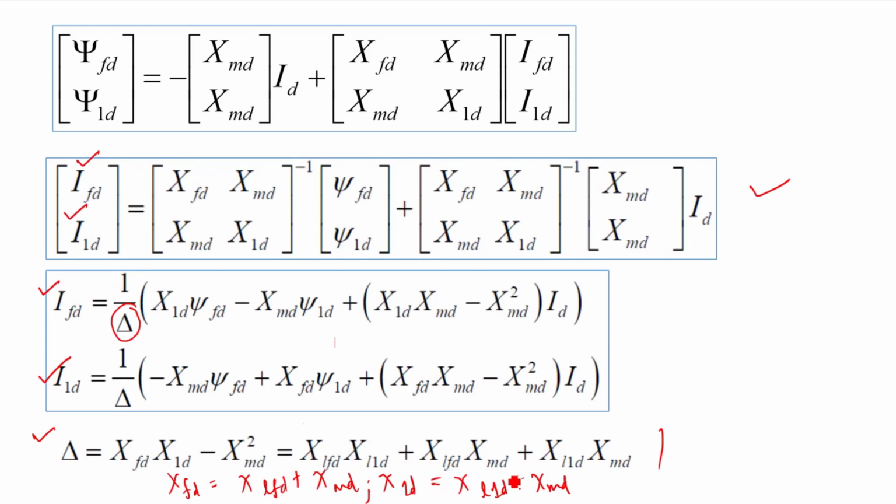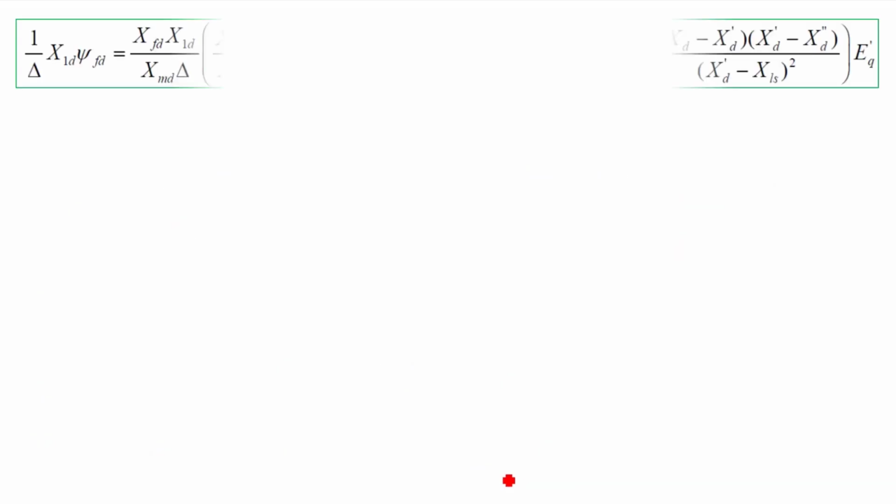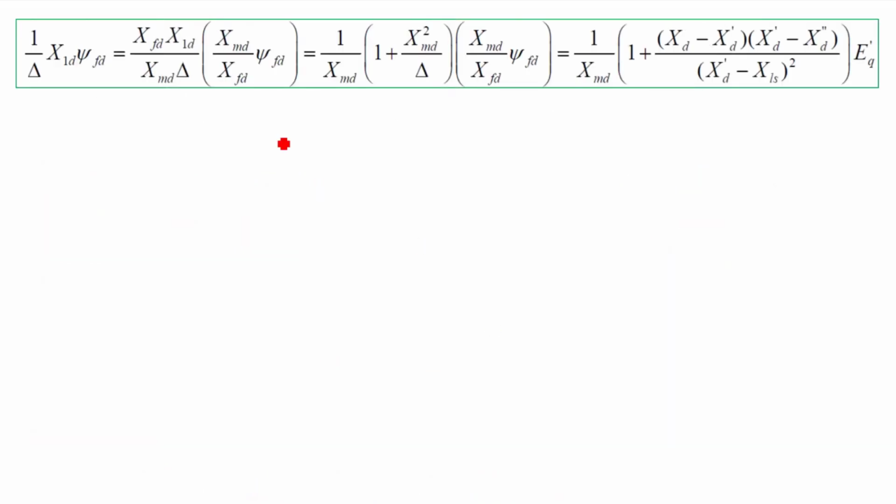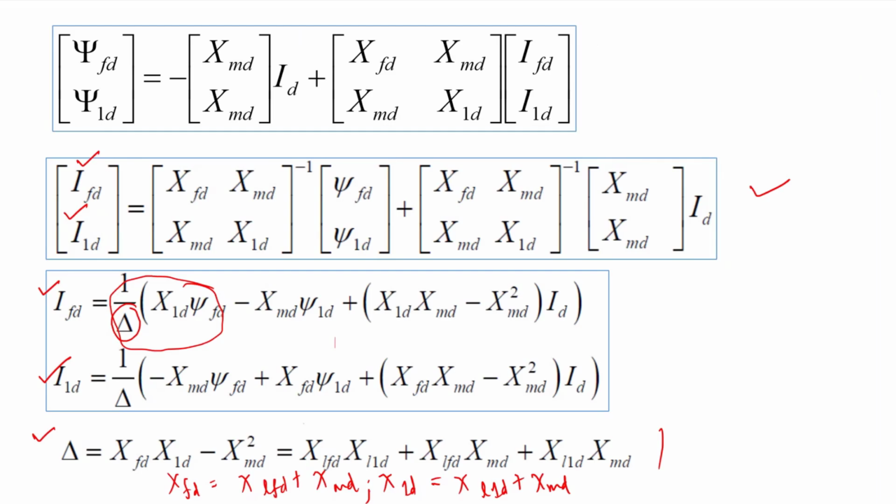Now, what we'll do is 1 by determinant of X1D psi FD. X1D psi FD here we'll eliminate from this equation. So if we eliminate, we'll find this expression. So it will become XFD X1D by XMD determinant, XMD by XFD into psi FD.